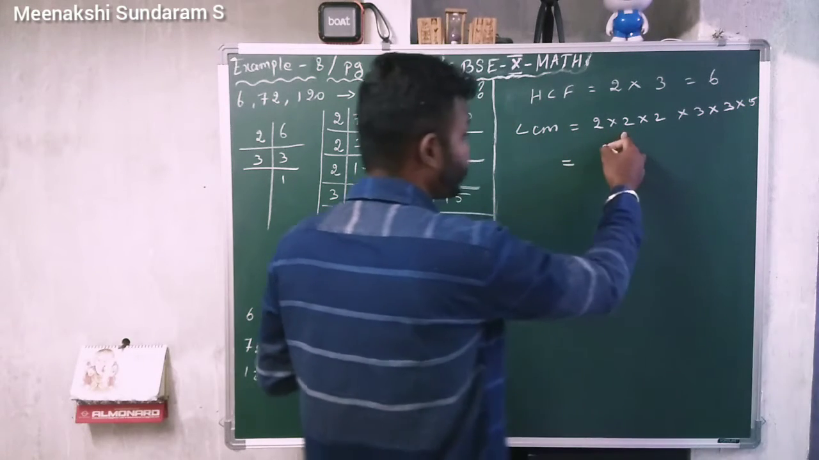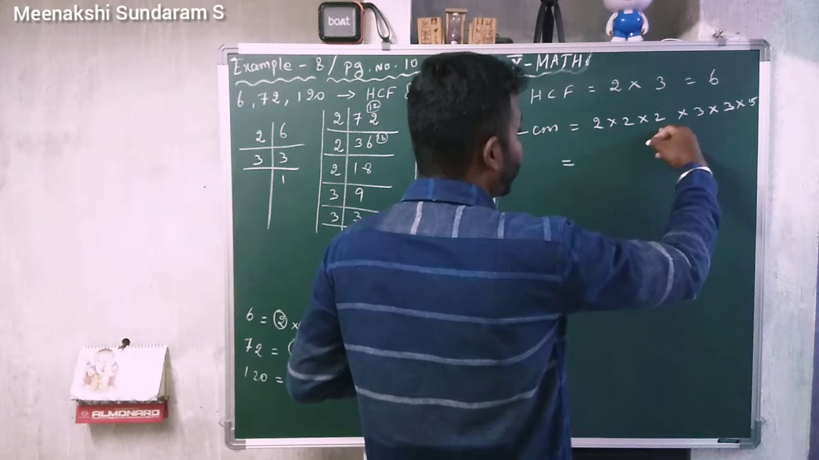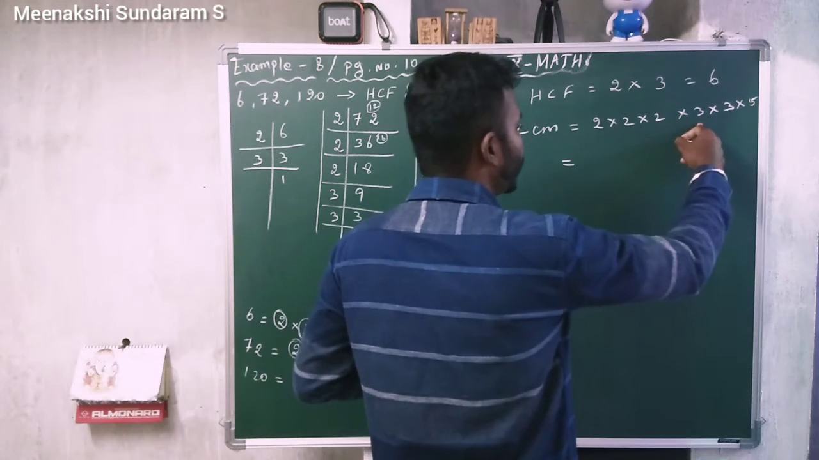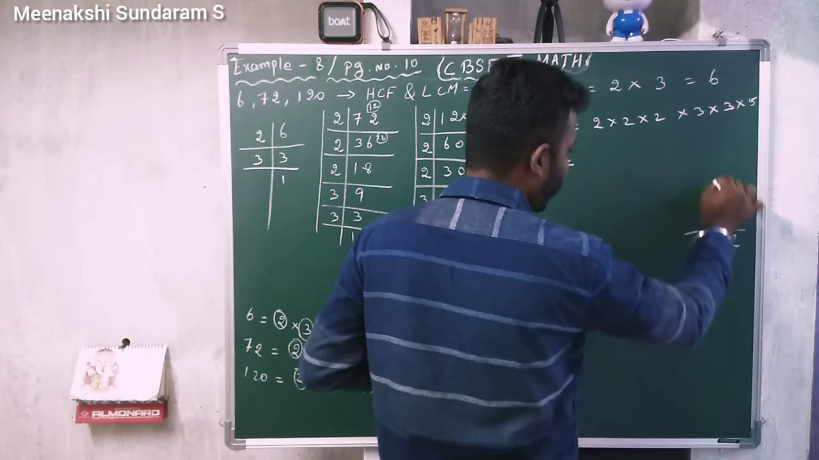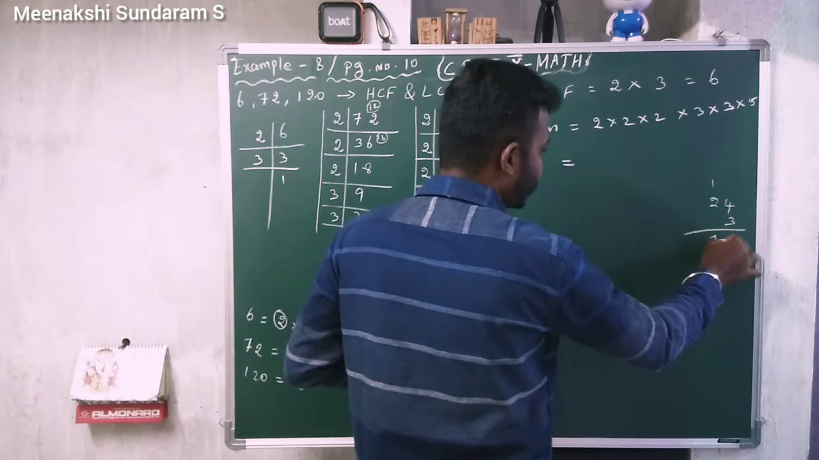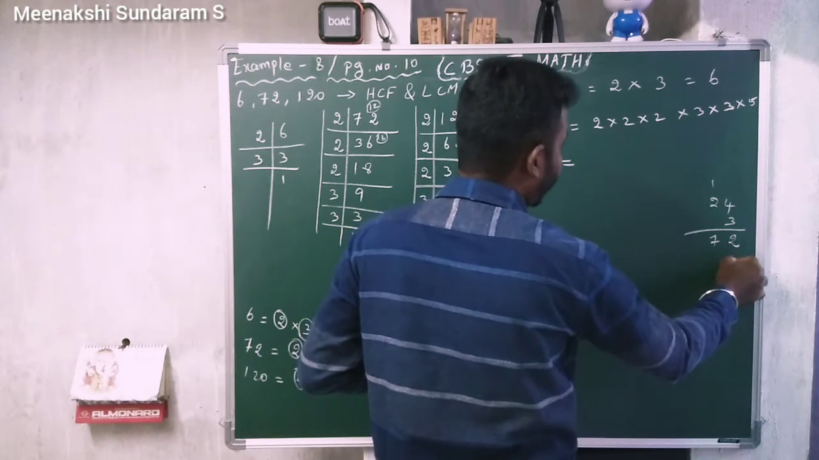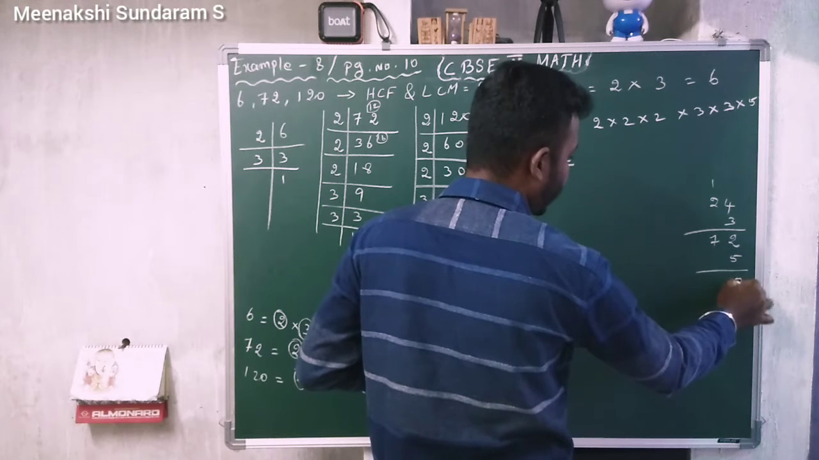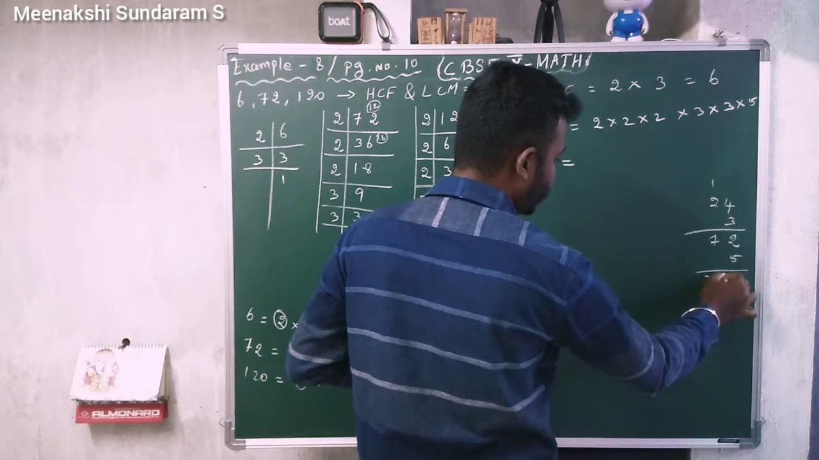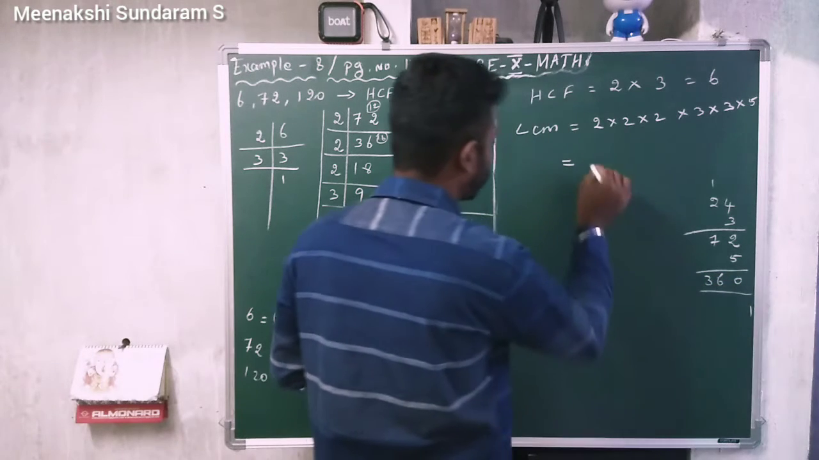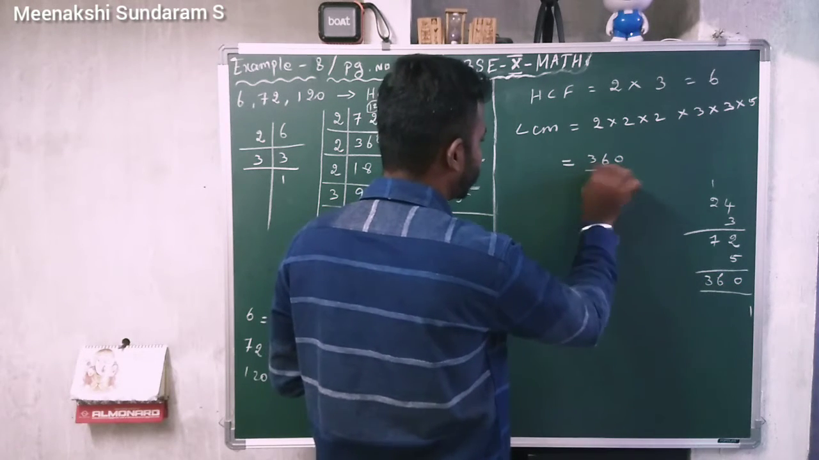Now we should multiply. 2 twos are 4, 4 twos are 8. 8 threes are 24, 24 into 3 is 72. 72 into 5: 5 twos are 10, remaining 1; 5 sevens are 35, 35 plus 1 is 36. So 360 is the answer.